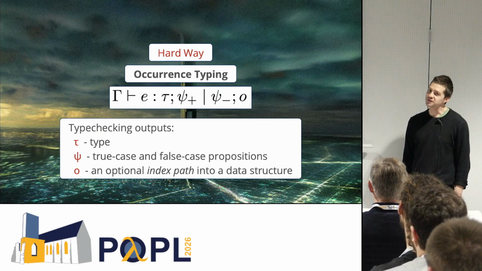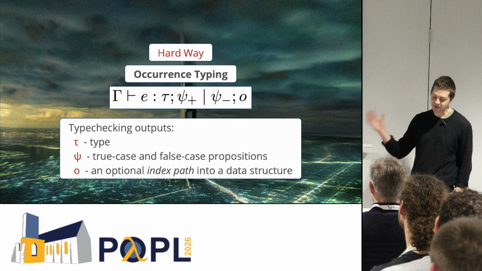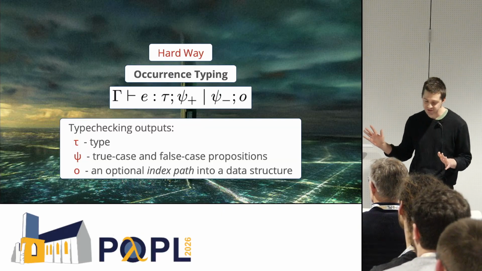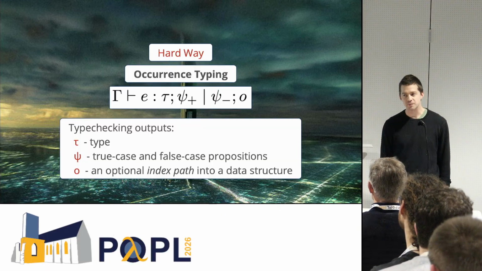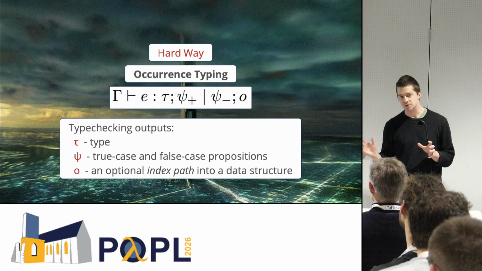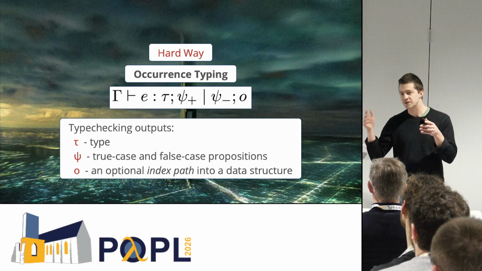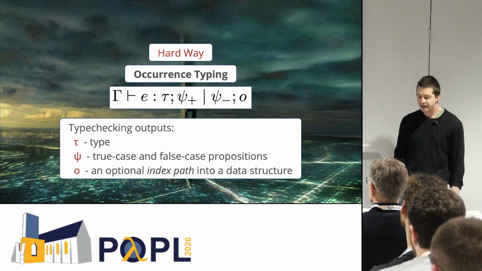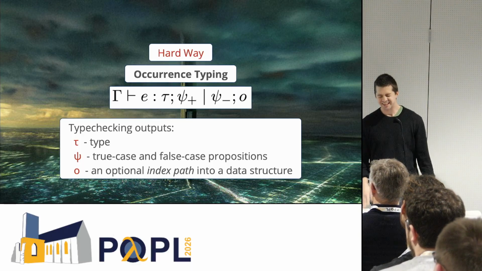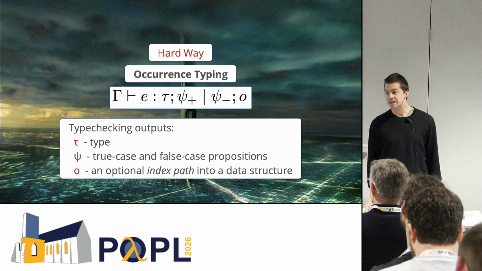So what's coming out of typing for E? We're getting type tau. That's fine. We know types. We're getting 2 sets of propositions. So these are the type maps that we saw before. But now they're attached to every expression. And we're getting them in a bottom-up fashion as we type check. And then we also have this O. And O is really an issue with notation.